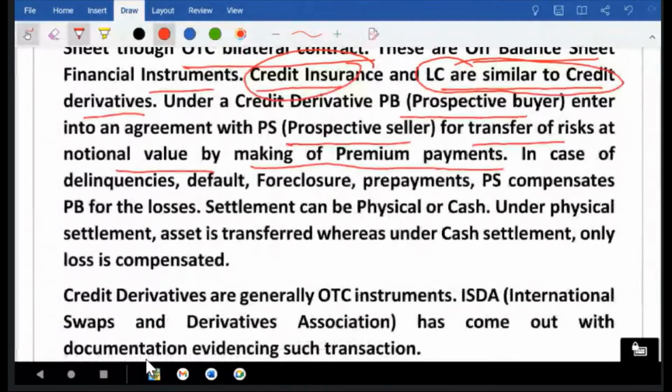In case of delinquencies, default, foreclosure, prepayment, the prospective seller compensates the prospective buyer for the losses, because the buyer may incur a loss if he is purchasing the security. So settlement can be physical or cash. Under physical settlement, the asset is transferred, whereas under cash settlement only the loss is compensated. If the buyer wants to take the position of the asset, he can take it. But if you want to settle in cash, that means whatever the loss is, because over time the rate or cost might have gone down, he will just pay that cost and settle the derivative.